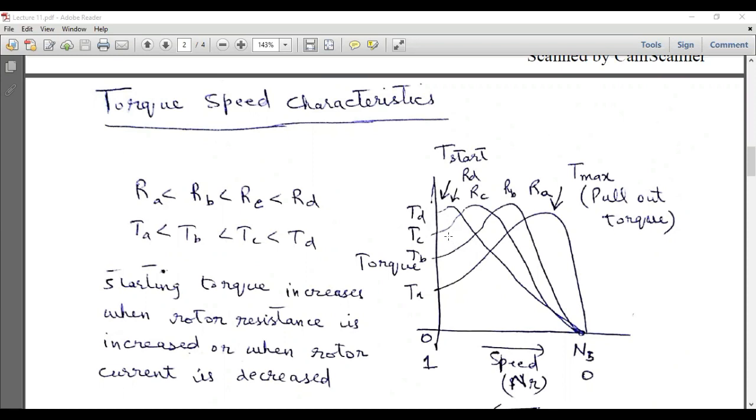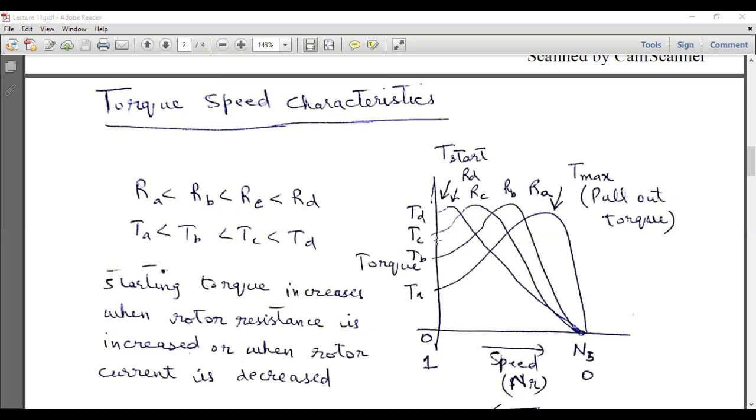And from the previous discussion, we are sure that whenever the slip is zero, the torque produced in the induction motor is equal to zero because there is no relative motion between the magnetic field and the rotor. Similarly, when the slip is equal to 1, the mechanical speed of the rotor Nr will be equal to 0. And this condition is analogous to the starting torque. So at this condition where the slip is 1 or the rotor speed is 0, this is the starting condition.